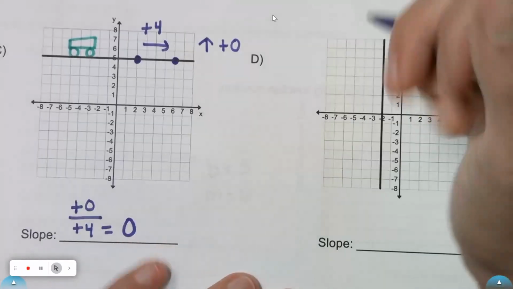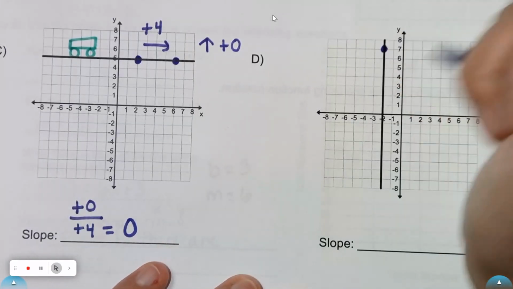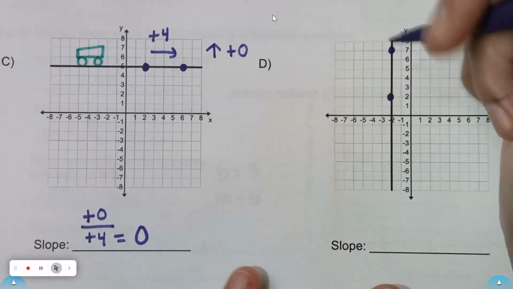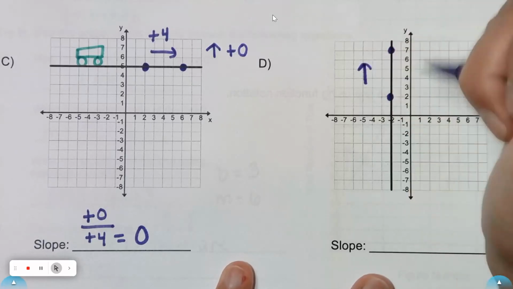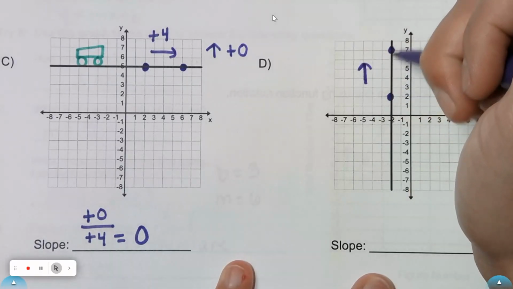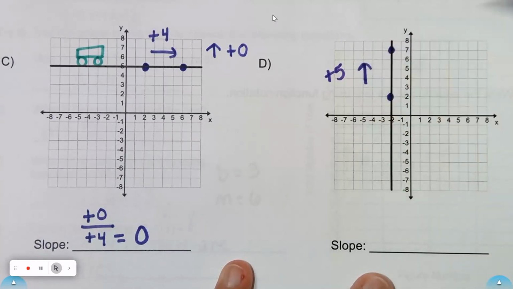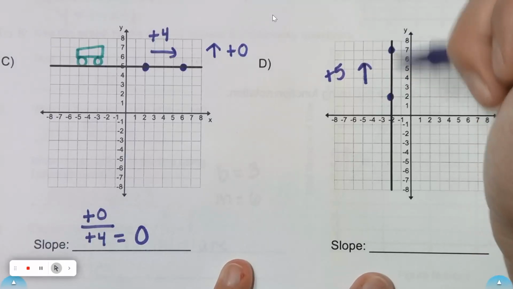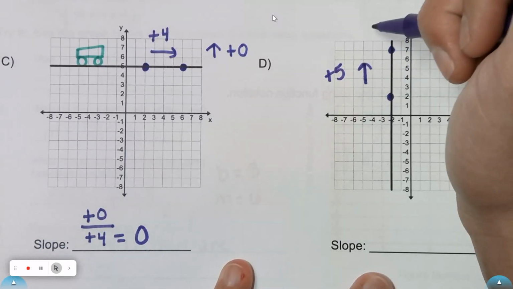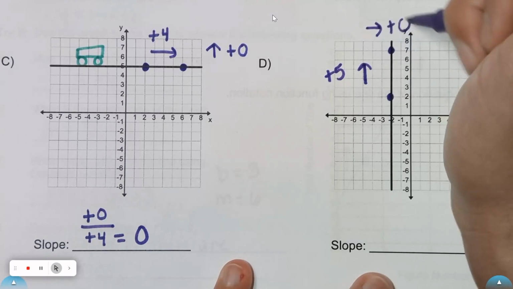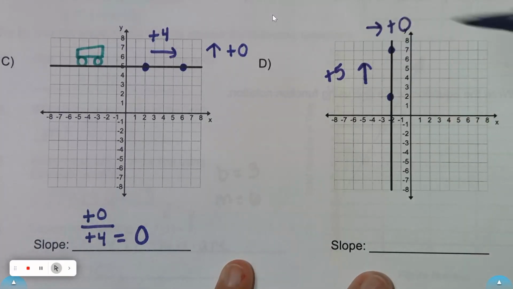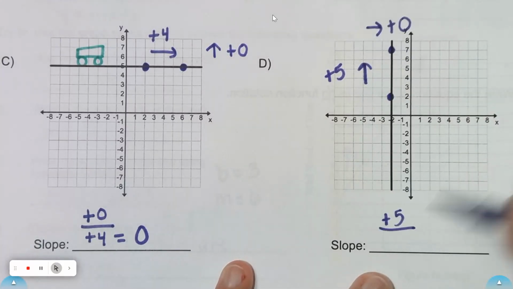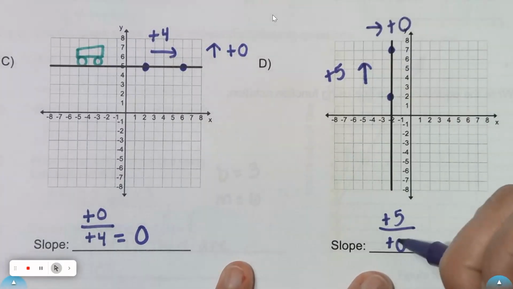You want to pick your 2 points. It doesn't matter which points you pick, so I'll pick this one and this one. So this time I'm going up 1, 2, 3, 4, 5. Because I go up, it's plus. And I don't have to move left or right anything because I'm already in the same line. So I move to the left or to the right 0. So I'm just going to say to the right plus 0. So then when I write that as a fraction, my change in y is plus 5. My change in x is plus 0.